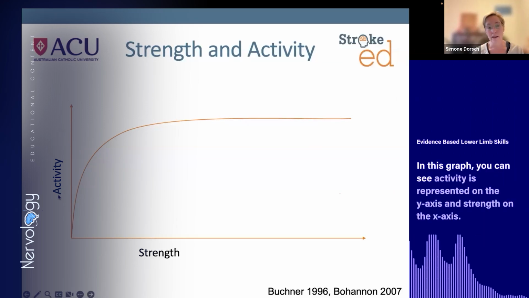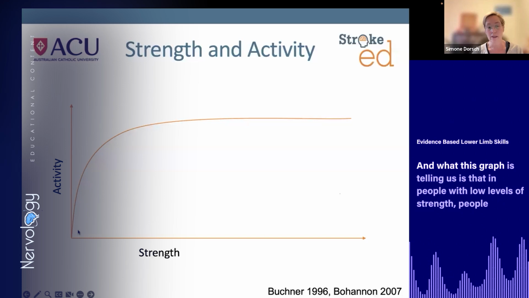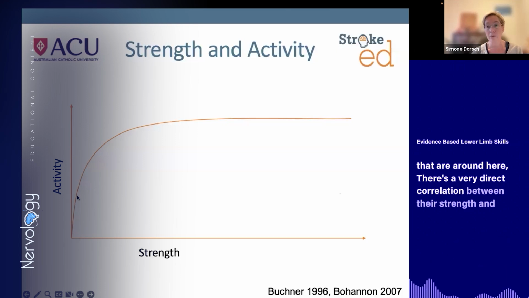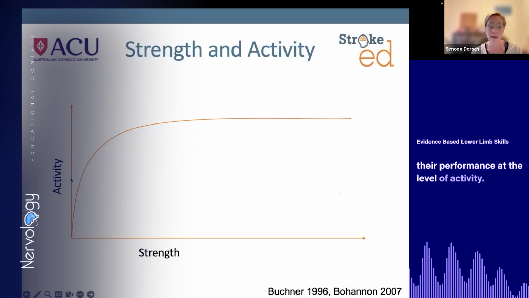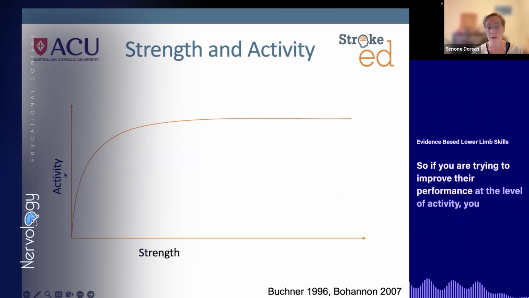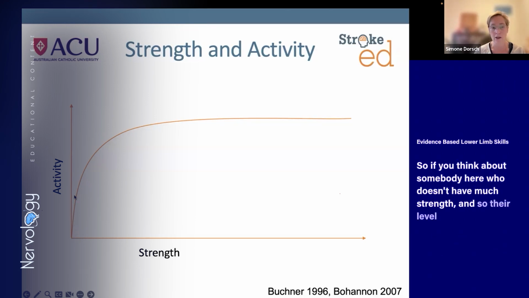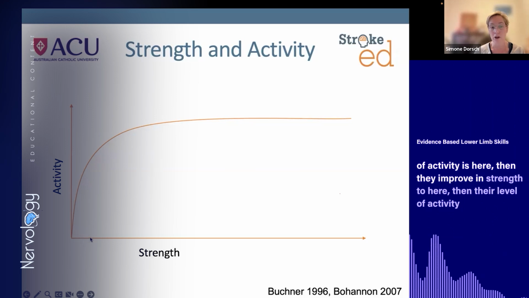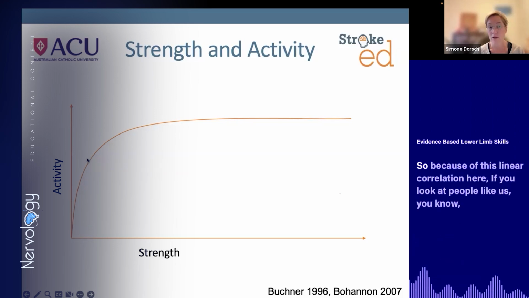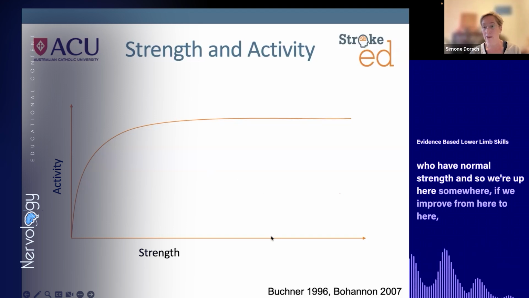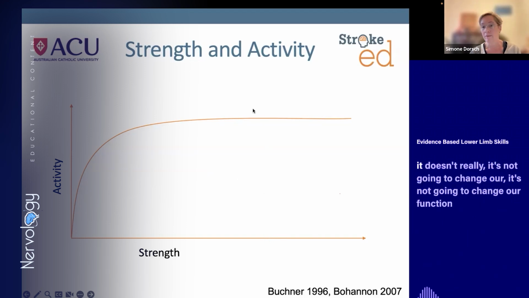In this graph, you can see activity is represented on the y-axis and strength on the x-axis. And what this graph is telling us is that in people with low levels of strength, people that are around here, there's a very direct correlation between their strength and their performance at the level of activity. So if you are trying to improve their performance at the level of activity, you actually need to improve strength. So if you think about somebody here who doesn't have much strength, and so their level of activity is here, then they improve in strength to here, then their level of activity is here. So because of this linear correlation. If you look at people like us, who have normal strength, and so we're up here somewhere, if we improve from here to here, it's not going to change our function that much.